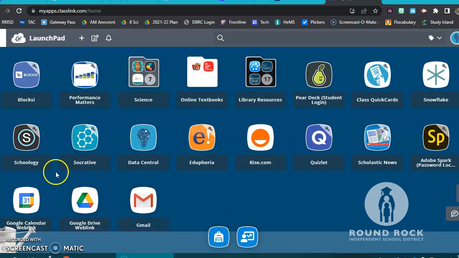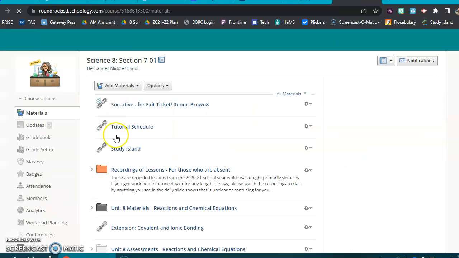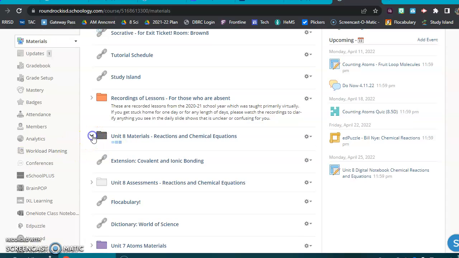Hey everybody, it is April 11th and we are still in chemical reactions and equations, but we're going to take a little quiz on counting atoms today. So we're going to start a little different. We're going to go to our Schoology. We're going to come here to any class. I'm going to click on first period and we're going to do our do now.